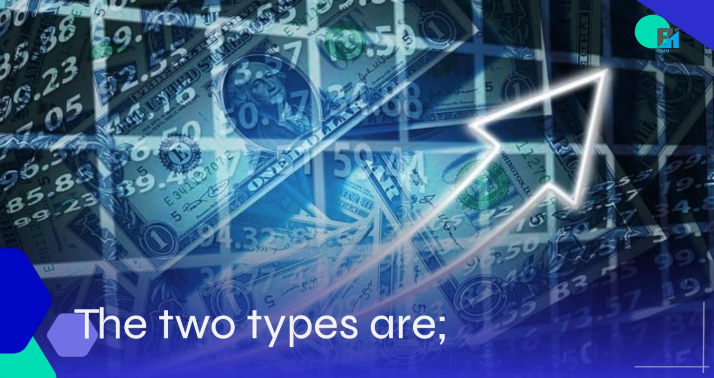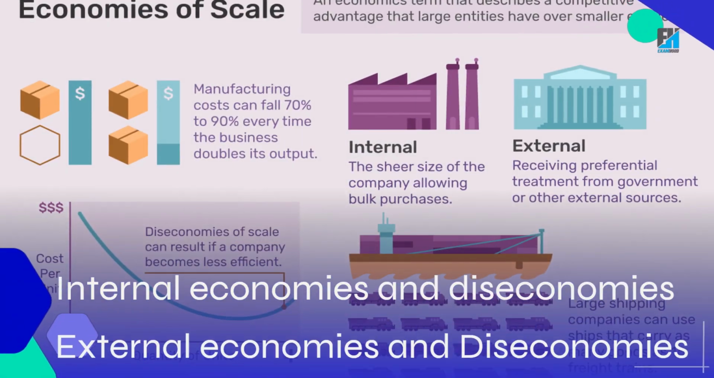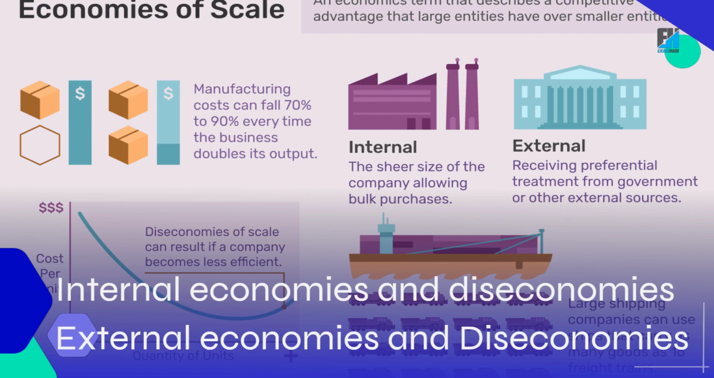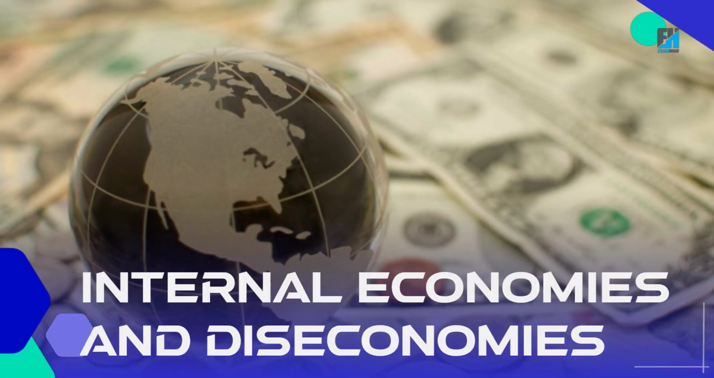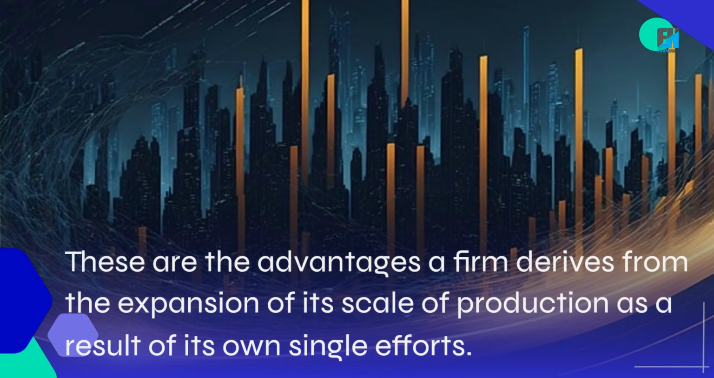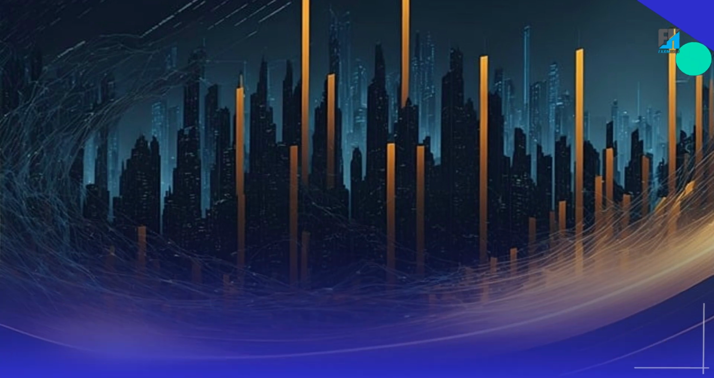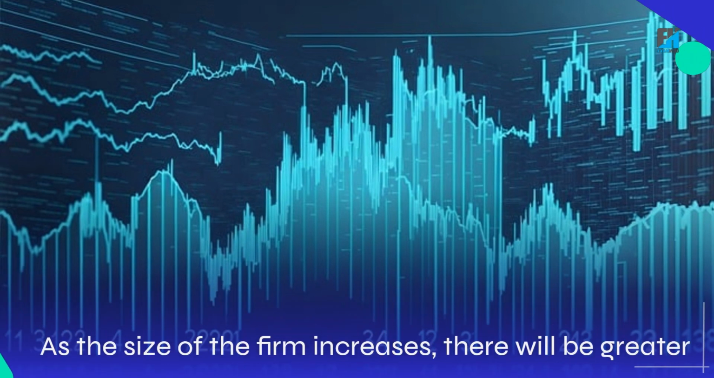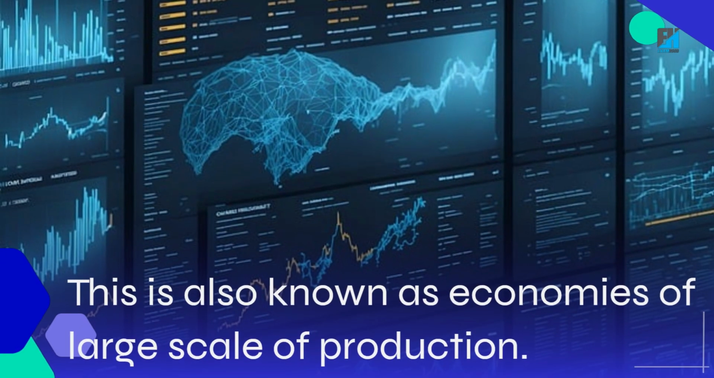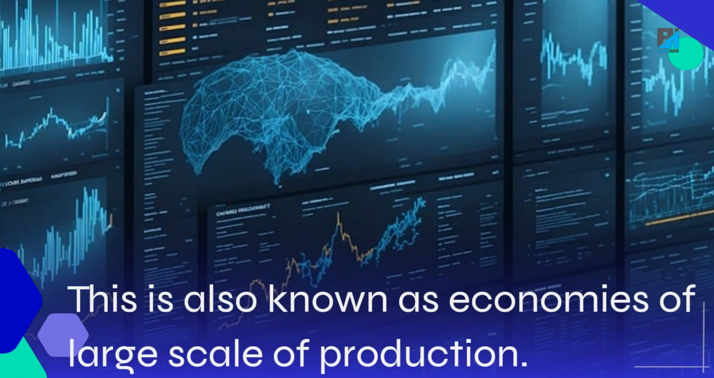The two types are internal economies and diseconomies, and external economies and diseconomies. Internal economies and diseconomies are the advantages a firm derives from the expansion of its scale of production as a result of its own single efforts. As the size of the firm increases, there will be greater efficiency resulting in the fall in per unit cost of output. This is also known as economies of large scale of production.